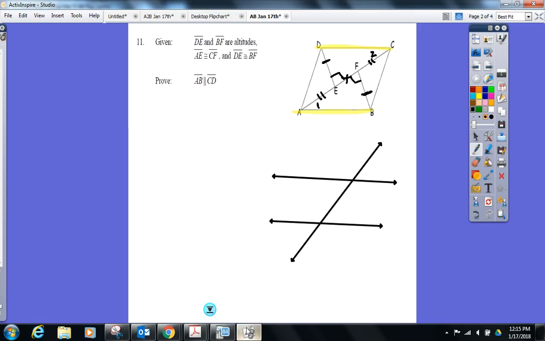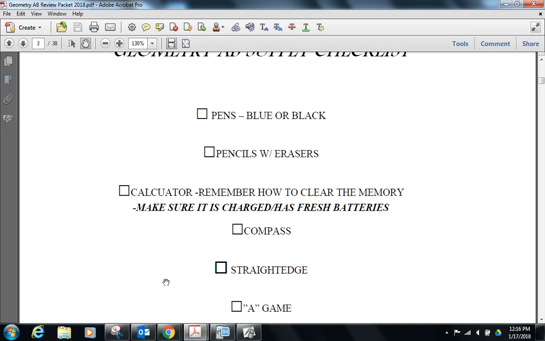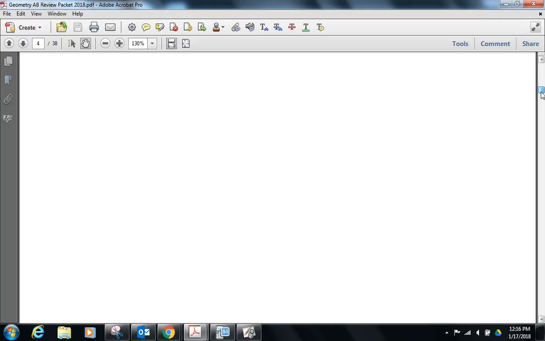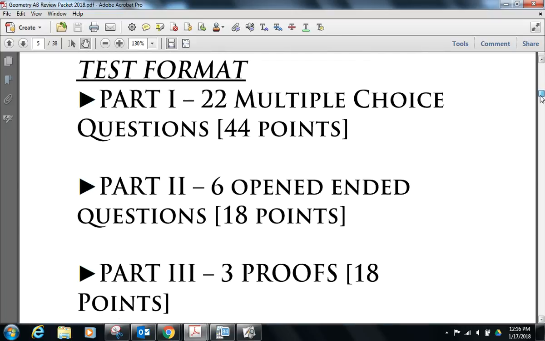You guys have any last minute questions before we get reviewing about the test format or the test? Test format. If you haven't seen it already, it's 3 parts, 80 points total. Over half of those come from your multiple choice. Then 6 open-ended questions, that show your work, could be a construction. That's what I mean by open-ended, and then you got 3 proofs at the end.